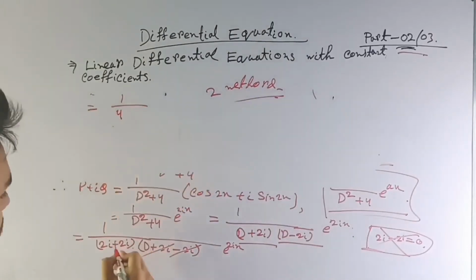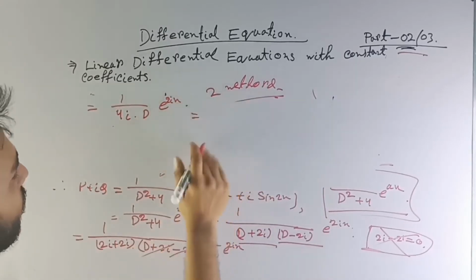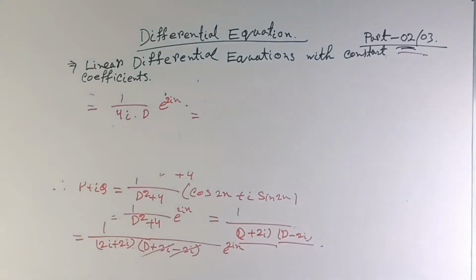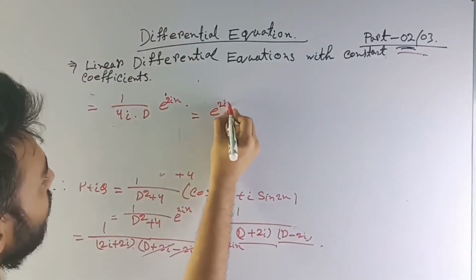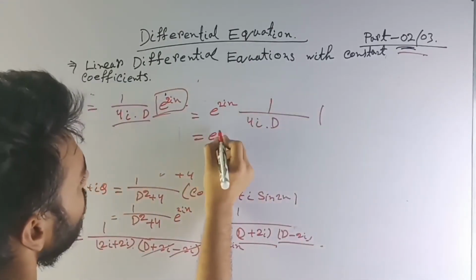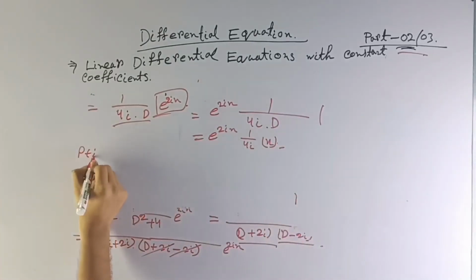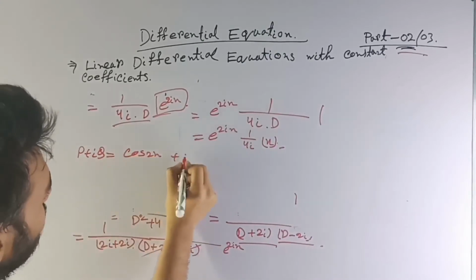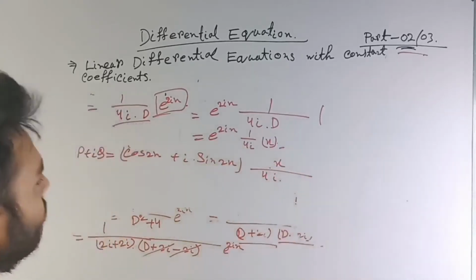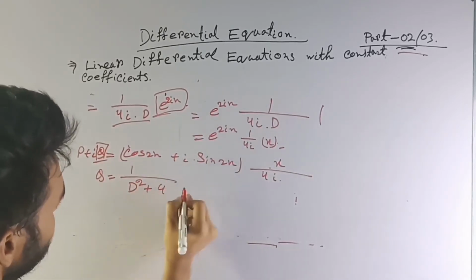Also watch that this means 1 by 4i of D of e to the power 2ix. Now watch that. So e to the power 2ix is coming to the left side, so e to the power 2ix as well. Now e to the power 2ix of 1 by 4i of D of 1, also write the 1 and do not put any D in front of the 1. So therefore e to the power 2ix of 1 by 4i of x, as the integration of 1 means x, and now P of iQ equals this.